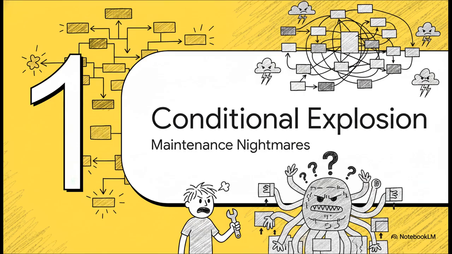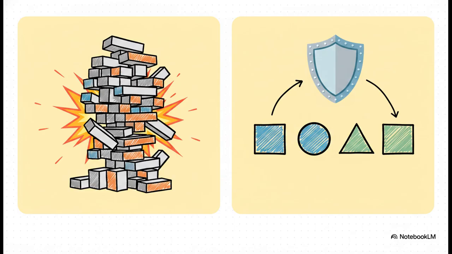Section 1. The conditional explosion problem. Why our life cycles become maintenance nightmares. So, the naive way to handle life cycles is stuffing massive conditional trees into every single method. It starts out as a quick fix, right? But 3 months later, it's a terrifying reality. Just one missed else if in that giant stack doesn't just throw a benign error, it creates a critical, system-wide bug that might actually let you ship an order that was already delivered.